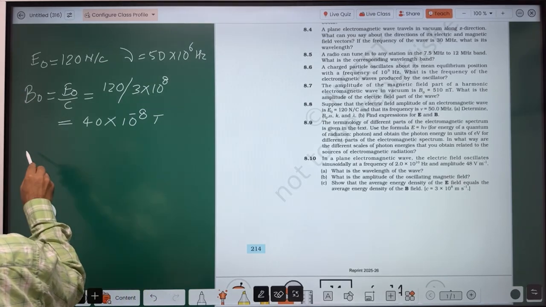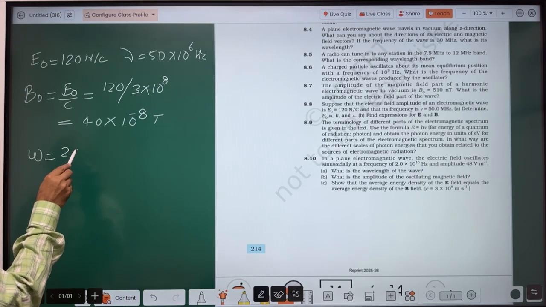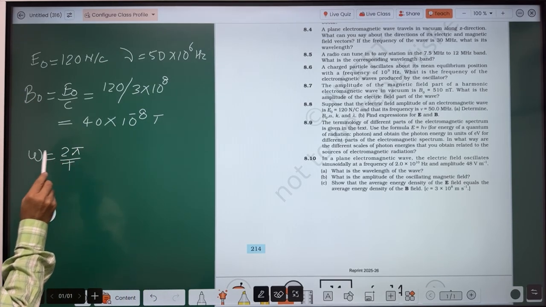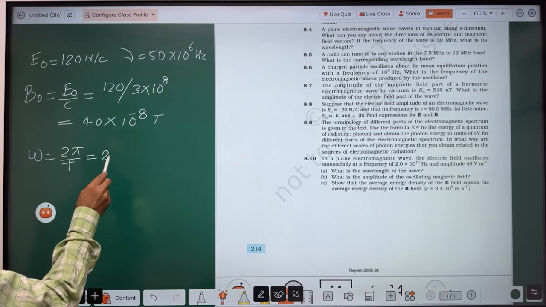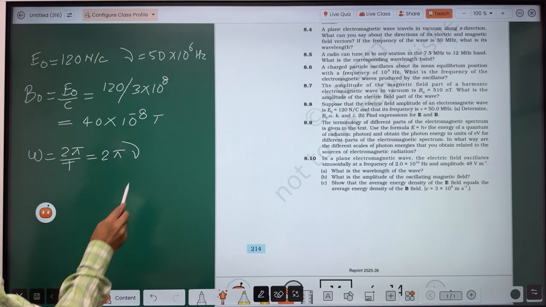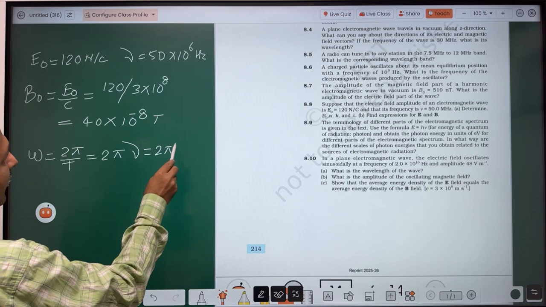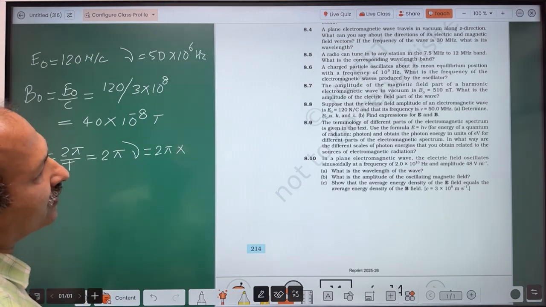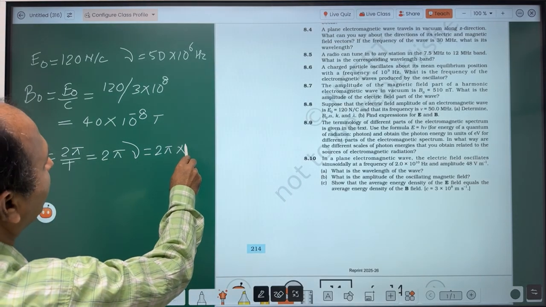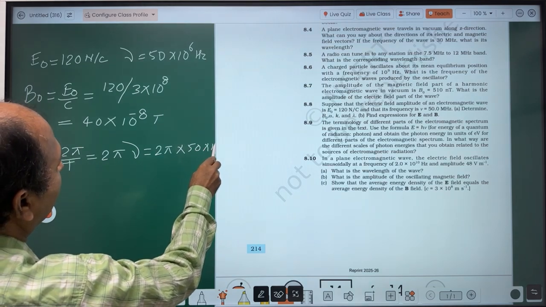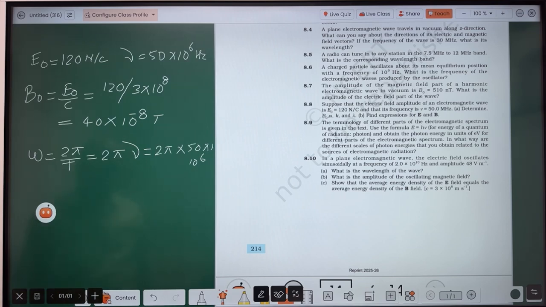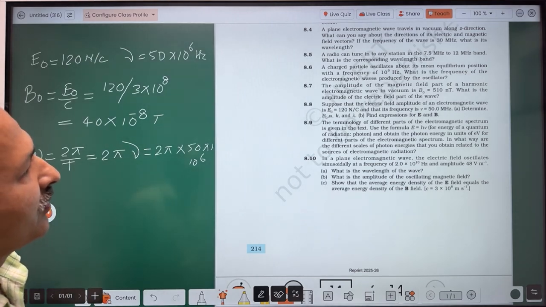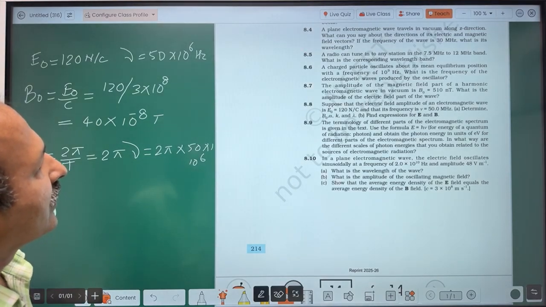What is omega? What information is given? Omega equal to 2 pi divided by T, right? And here 1 upon T will be nu, so 2 pi into nu. So 2 pi into nu, with nu given as 50 into 10 to the power 6, correct? So we can get omega in radian per second. I'm not evaluating that, you can do it.